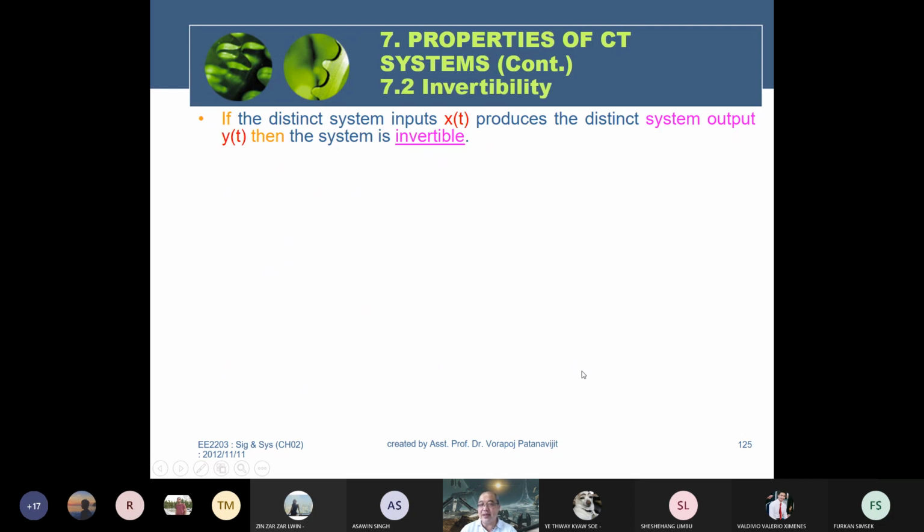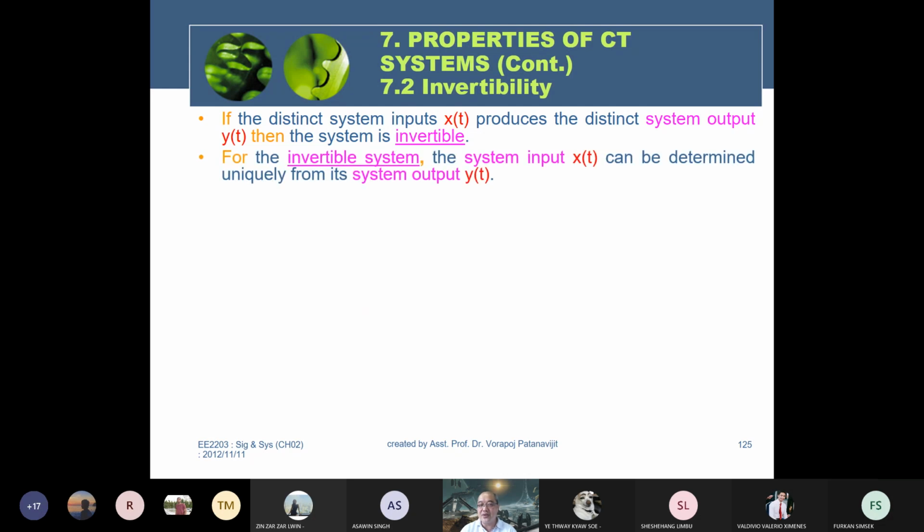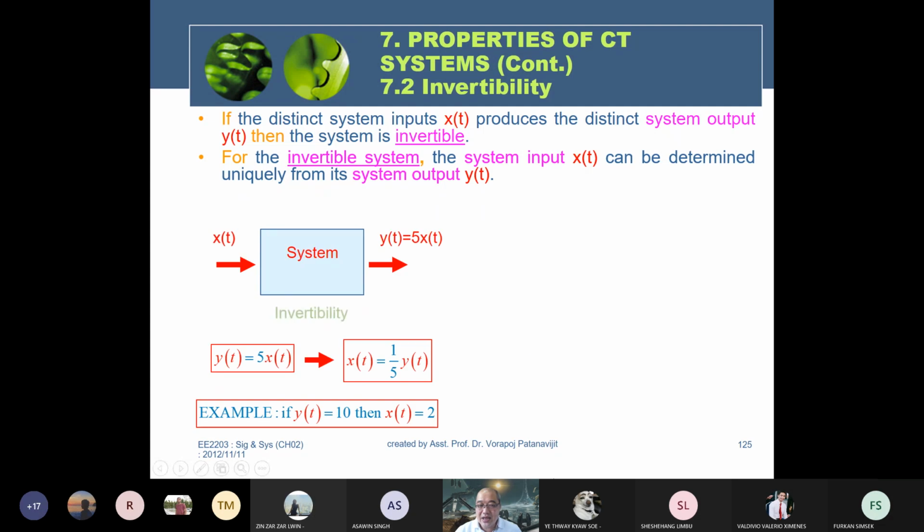The next property is invertibility. If distinct system inputs x(t) produce distinct system outputs y(t), then the system is invertible. For an invertible system, the system input x(t) can be determined uniquely from its system output y(t). It means that in general, if the equation expresses y in terms of x clearly, and you can write it reversely, x in terms of y clearly, one to one, then you can state that the system is invertible.